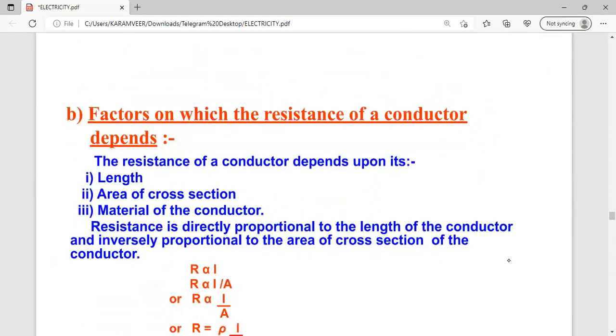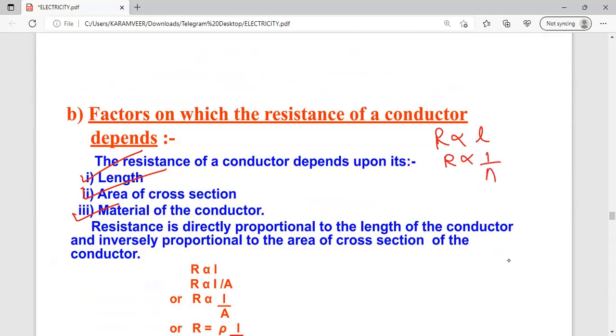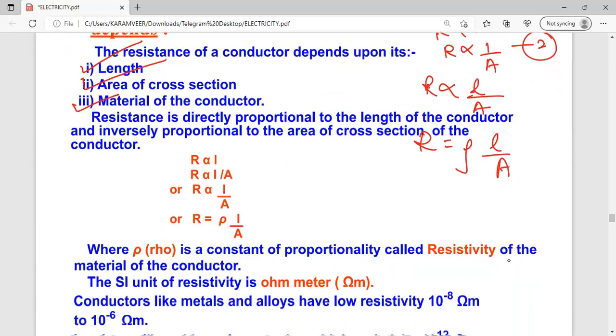Factors on which resistance of a conductor depends: it depends on the length, the area of cross section, and the material of the conductor. Resistance is directly proportional to length. Resistance is inversely proportional to area. When we combine these two factors, resistance is directly proportional to L upon A. So when we have the directly proportional sign, बेटा, तो यहाँ पे हमारे पास एक कांस्टेंट आएगा जिसको हम बोलते हैं resistivity. Resistivity is basically a characteristic property. That constant is also called rho. So resistivity of the material of the conductor. Resistivity is the characteristic property of the material.